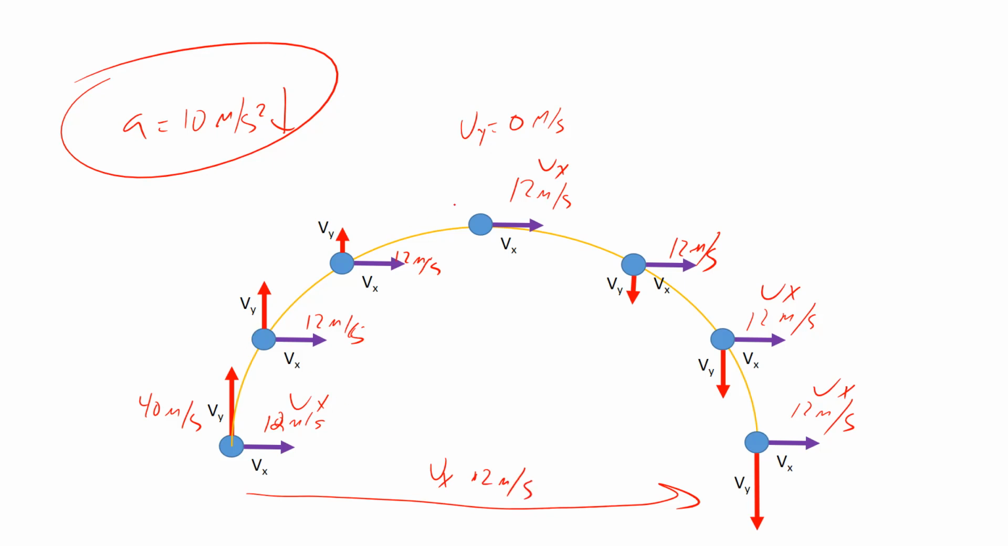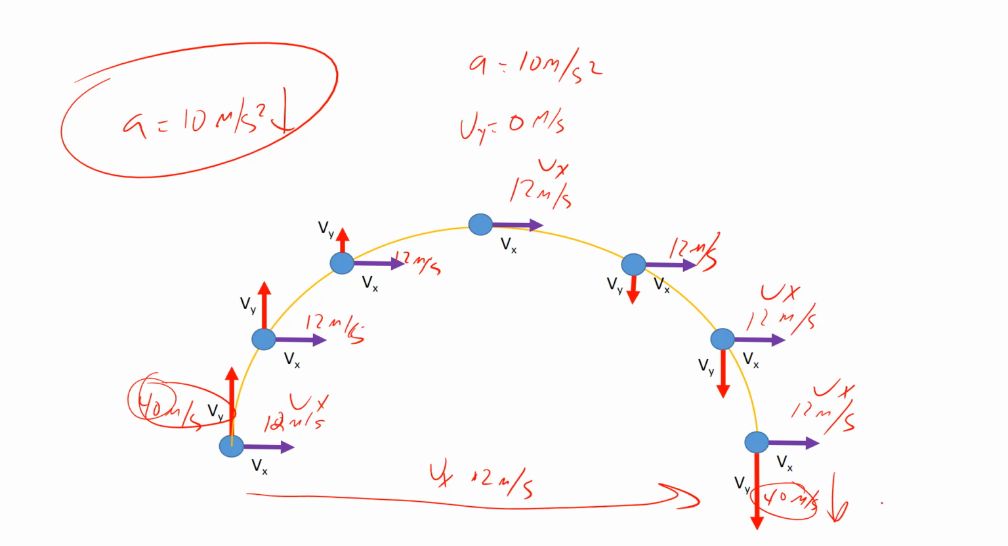But the y went to 0, and then as the acceleration kept on kicking in, it never changed. The acceleration here is still 10 meters per second squared. This caused the velocity at the very end, the Vy, to be 40 meters per second, but downward. So the magnitude is still going to be 40 meters per second.